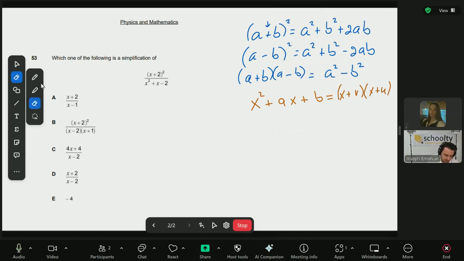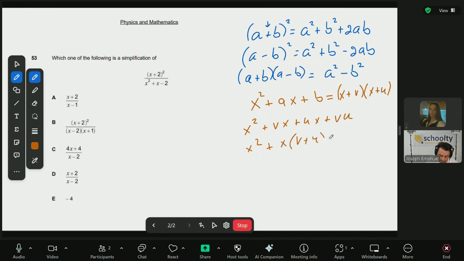Okay, it's very easy, because if you open the brackets here, you will have x square plus vx plus ux plus vu, which is x multiplied by v plus u plus vu. So the a part is v plus u and the b part is v multiplied by u. So in this case, you have x square plus x minus 2. So you need two parameters, v plus u equals 1 and v multiplied by u equals minus 2.